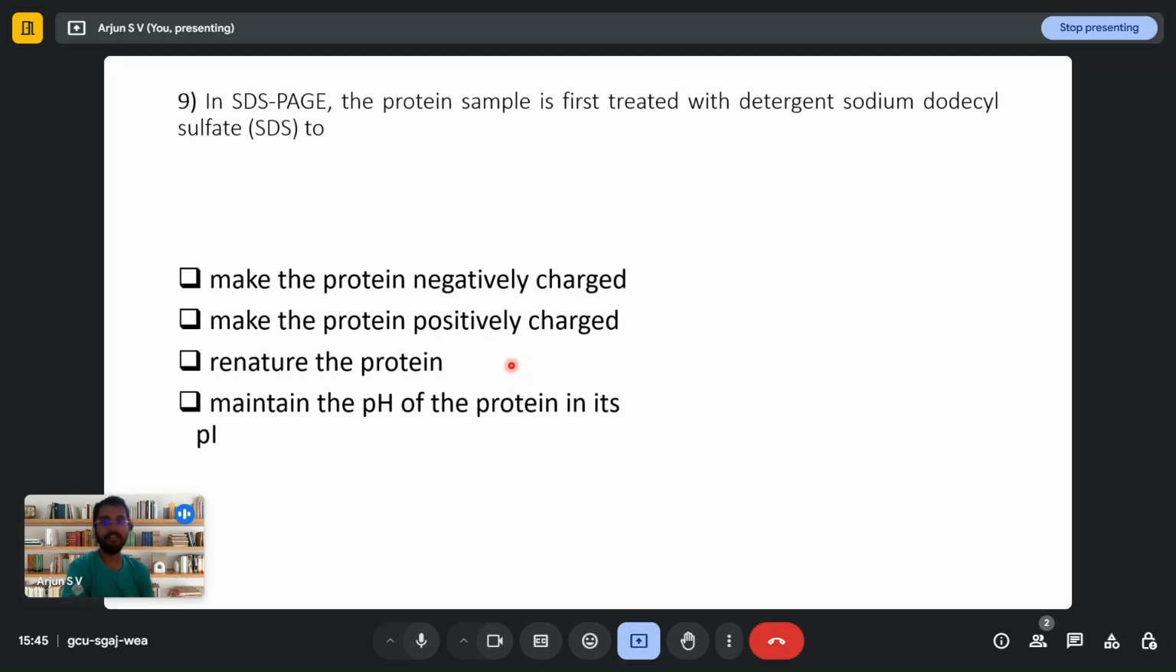And the answer is pretty theoretical. It is to make the protein negatively charged. So sodium dodecyl sulfate is a surfactant which covers the protein of your interest, and it gives all the proteins a uniform negative charge, so that when you run the gel across the electrical gradient, instead of charge to mass ratio, the proteins will only be separated based on the mass, since they have a uniform negative charge, and they will be attracted to the anode in a similar way. So the option is option 1, make the protein negatively charged.